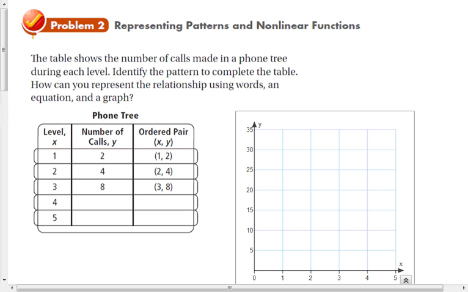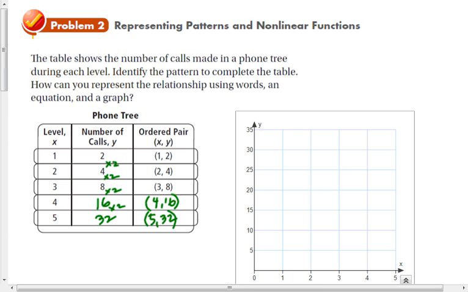All right, problem 2, representing patterns. The table shows the number of calls made in a phone tree during each level. Identify the pattern to complete the table. How can you represent the relationship using words, an equation, and a graph? So we recognize that the number of calls seems to be doubling. 2 times 2 is 4, 4 times 2 is 8, 8 times 2 is 16, times 2 is 32. And so our ordered pairs are 4, 16 and 5, 32.